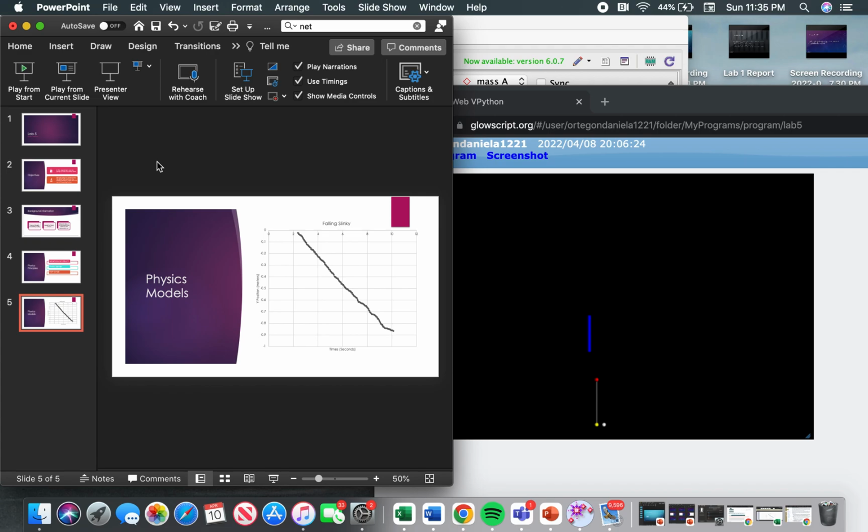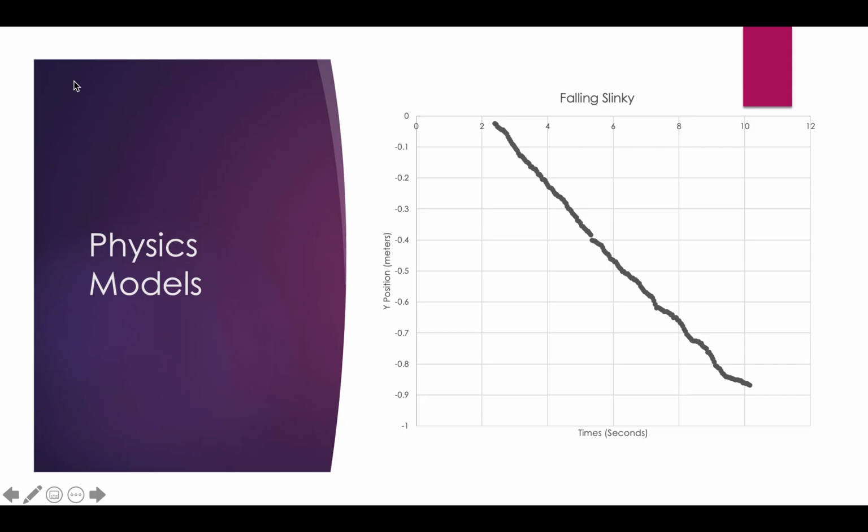And with my physics model, we're going to see how the y position and the time have relationships. So the model is an accurate representation of the experiment that we deal with. It shows how as time goes by, the slinky is falling, which is giving us that negative relationship between both of them. Thank you.